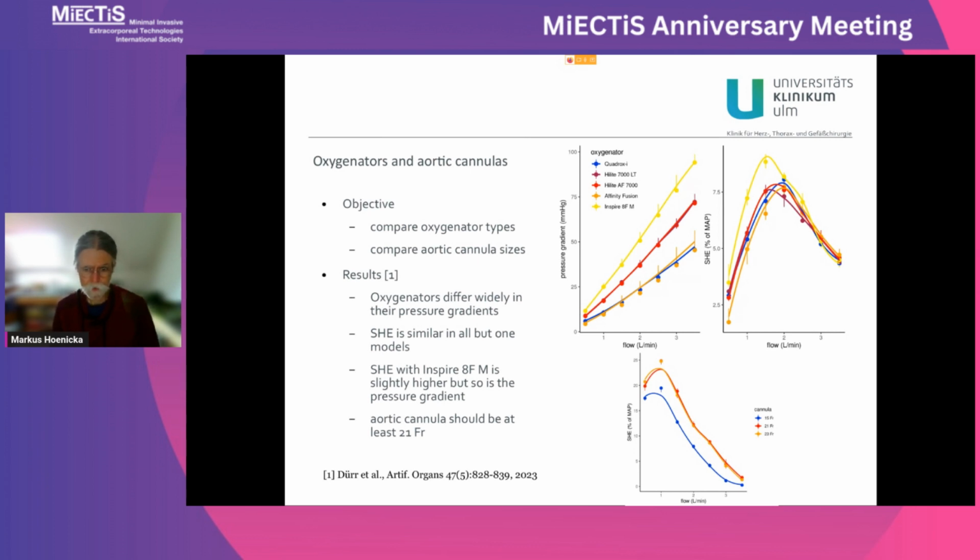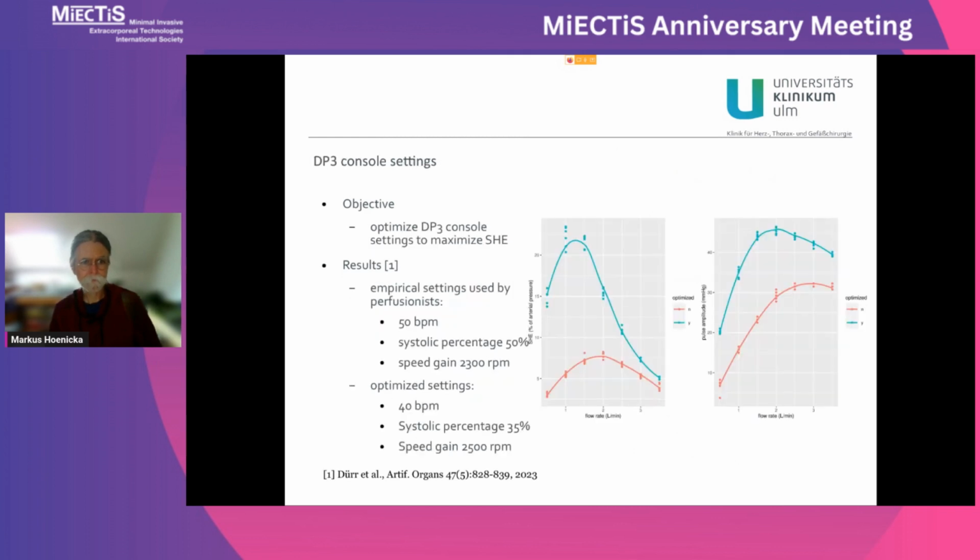The influence of the aortic cannula basically depends on the size. 15 French gave somewhat limited SHE transfer, but 21 or 23 was essentially identical. So we concluded the cannula has to be big enough, but not huge.